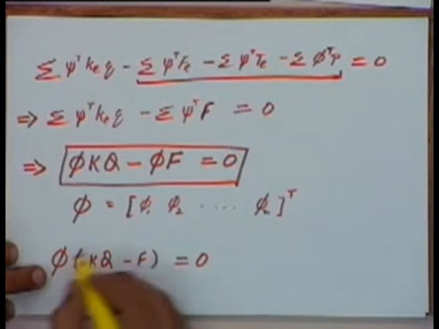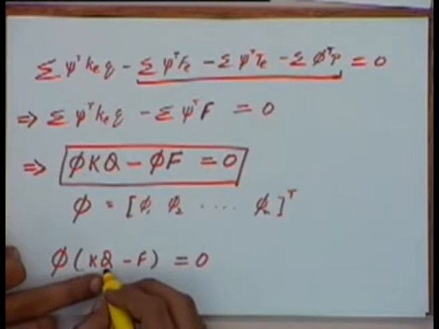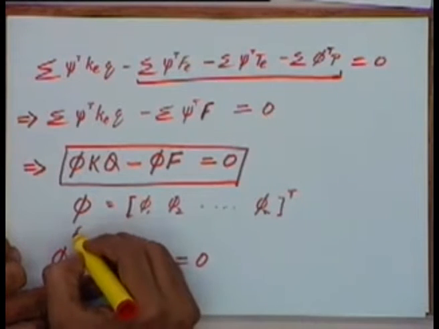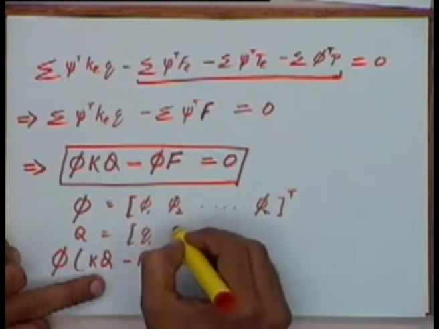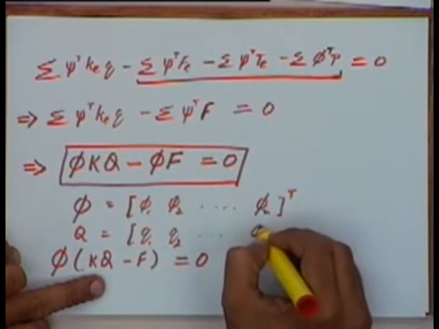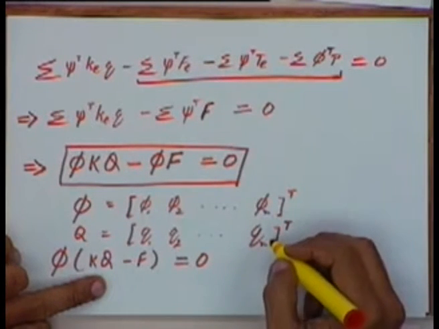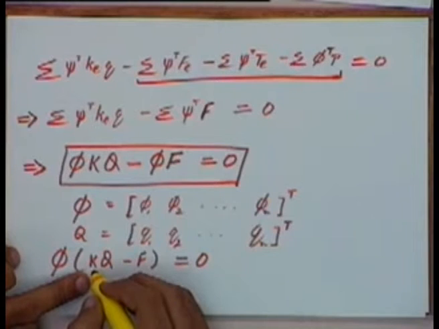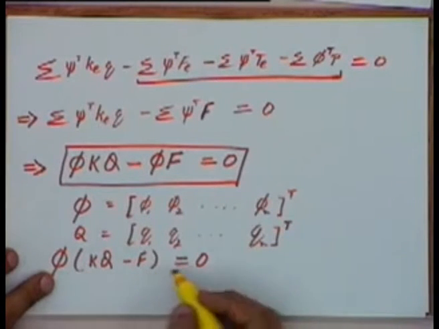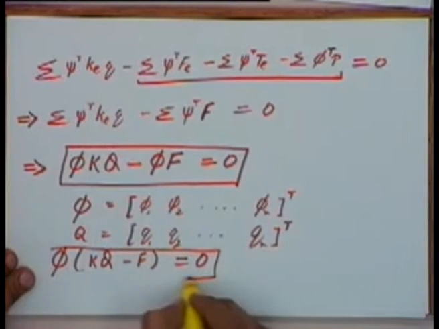Where phi is the global matrix of virtual displacements, Q will be equal to Q1, Q2 till Qn transpose as a global matrix for deformations. F is a global force matrix, K is a global stiffness matrix. So we'll get phi into KQ minus F will be equal to 0, and this is the equation that we will be using for the Galerkin's approach.